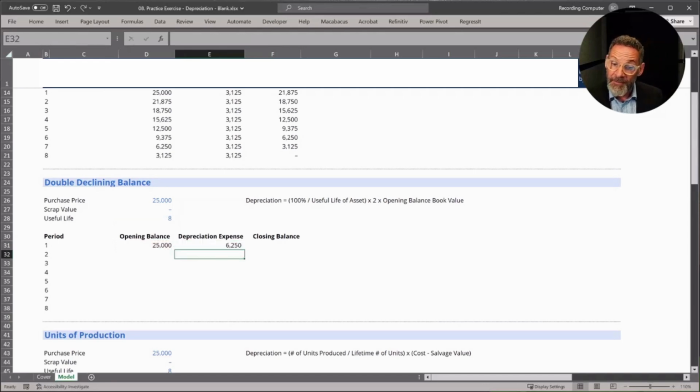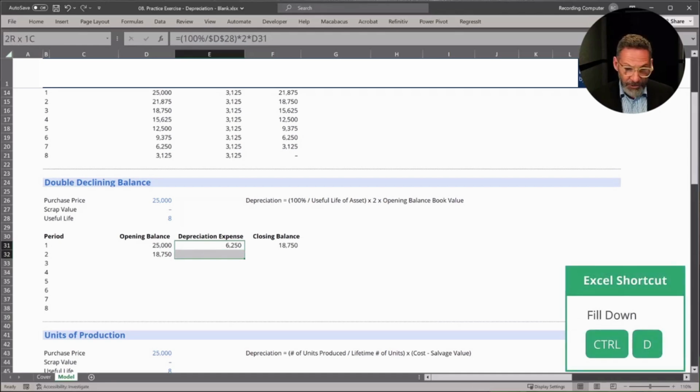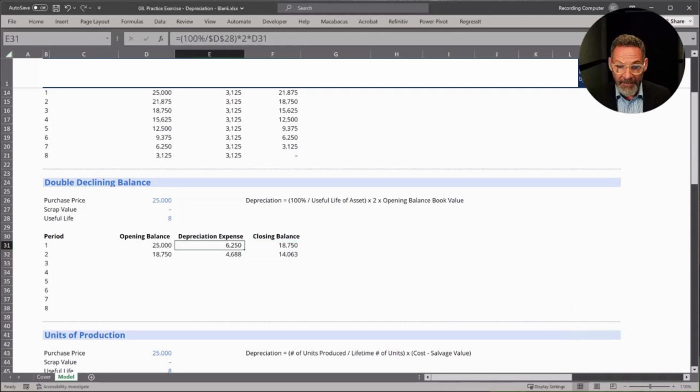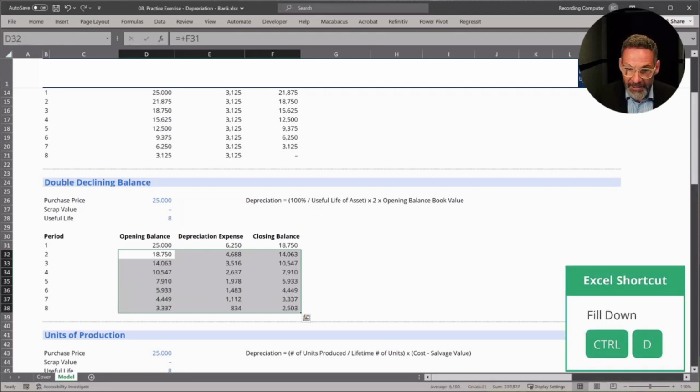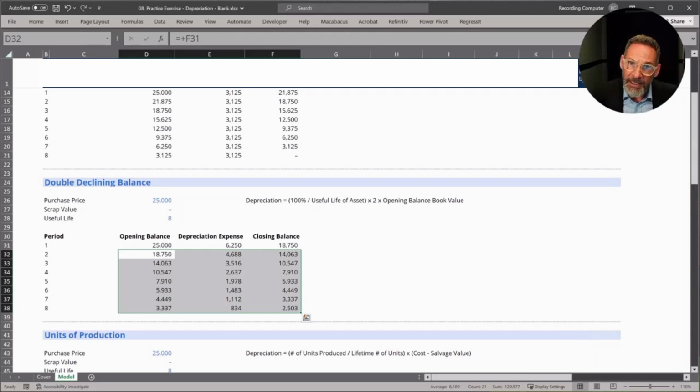We have 6250. Our closing balance is simply the opening balance minus the depreciation expense. Our opening balance for period 2 is the closing balance for period 1. I'm going to copy this down, Control D, shortcut for fill down, and I'm going to go Control D again. And then what I'm going to do is I'm going to highlight row 32, and I'm going to highlight down and just go Control D to complete that depreciation expense using the double declining method.